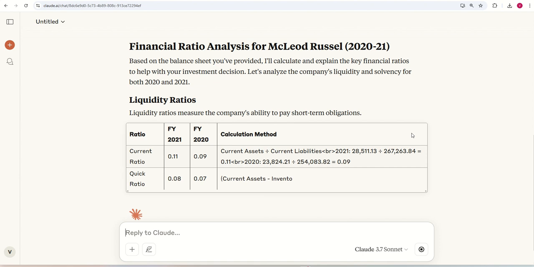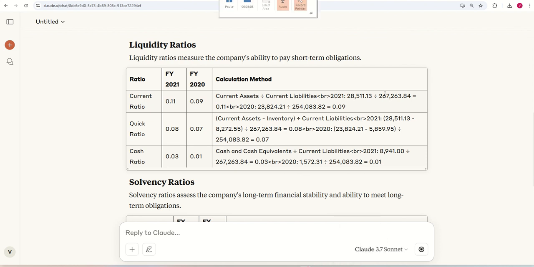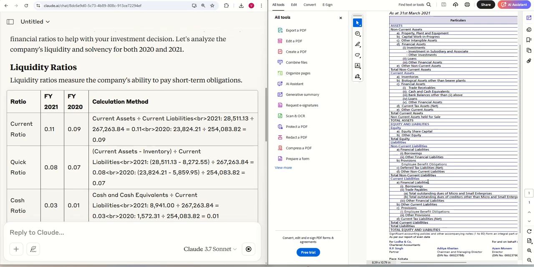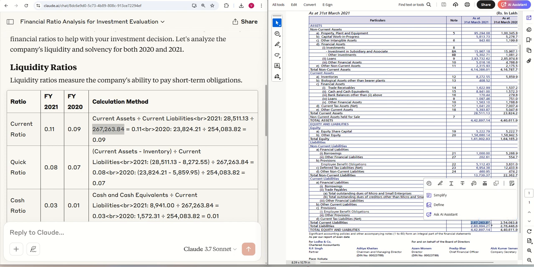So yeah, as requested, it is calculating for both the years and the numbers it is showing. For example, 2021, how it calculated. So let me compare both. So current assets divided by current liabilities. Current asset is 28511. Okay, here also 28511 you have, and the total current liabilities is 267,263. So like this, you can validate the output whatever the model is giving.